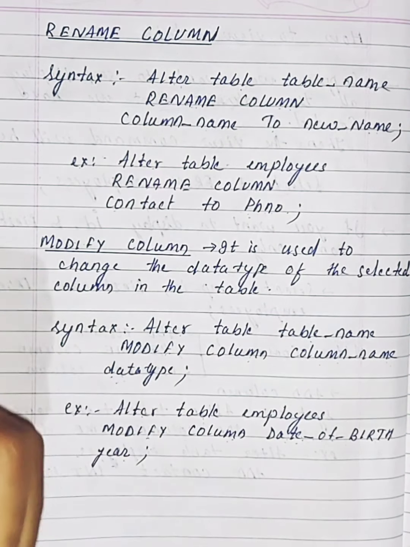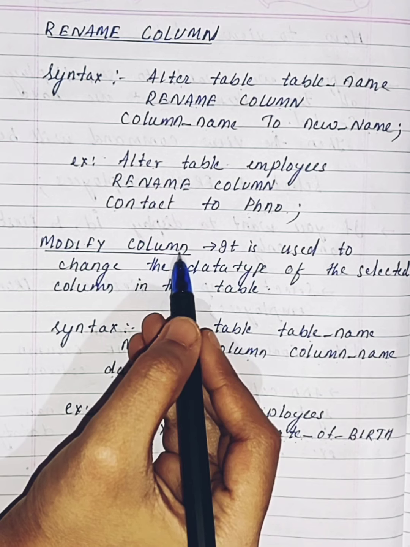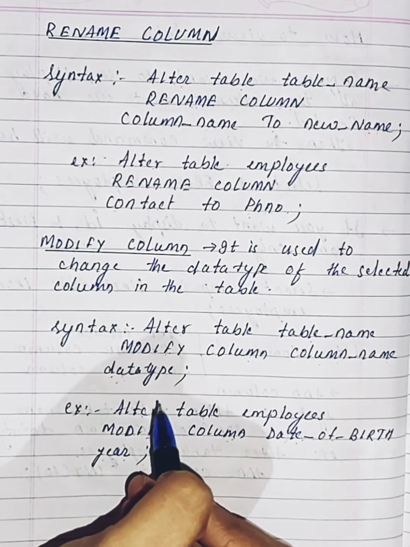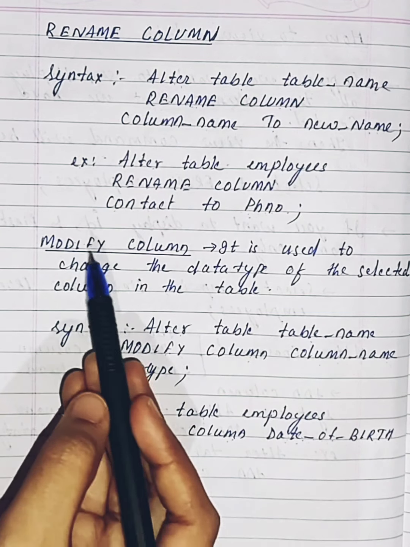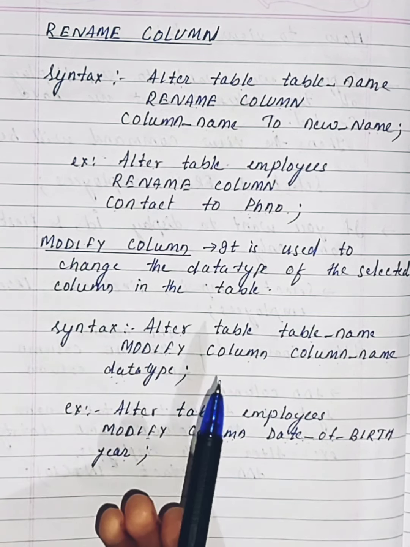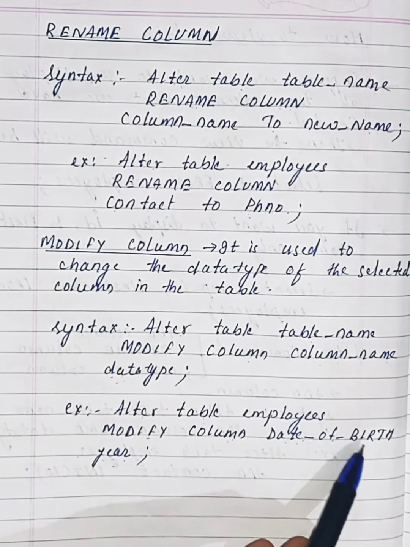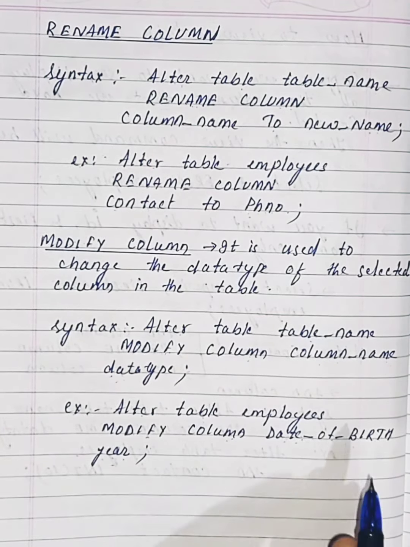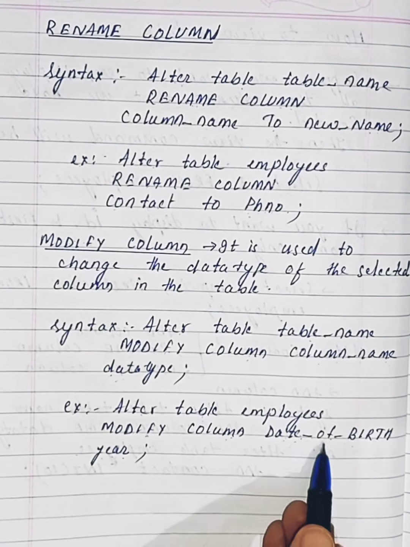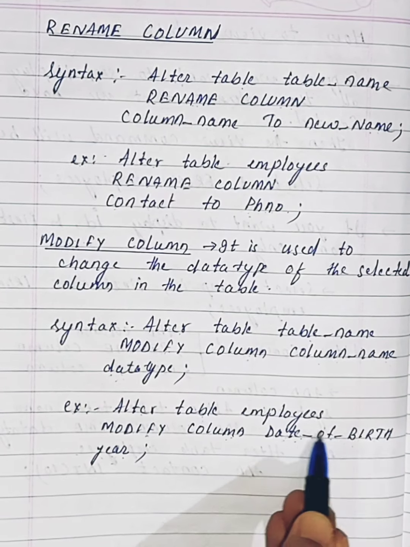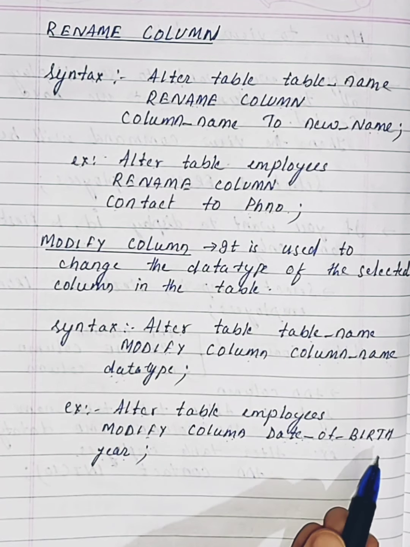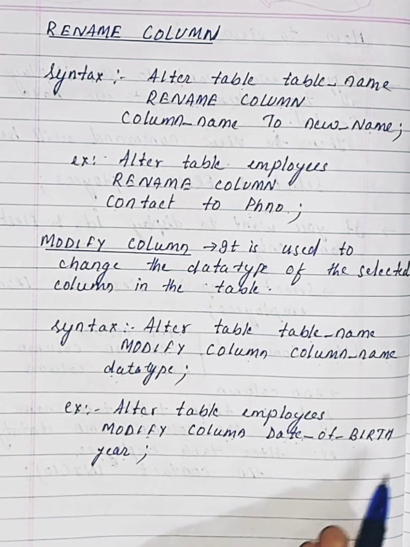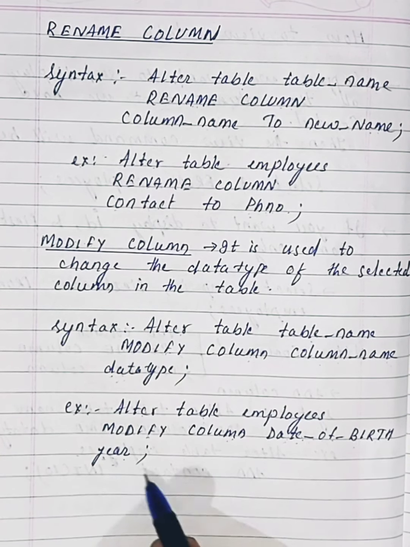Now moving ahead to modify column. Modify column will change the data type of the selected column of our table. Let's take an example. Suppose, apart from the columns employee ID, first name, salary, and phone number, there is one more column, that is date of birth, and suppose its data type is integer, and we want to change the data type of this date of birth from integer to year. Suppose we want to display the data in year format.